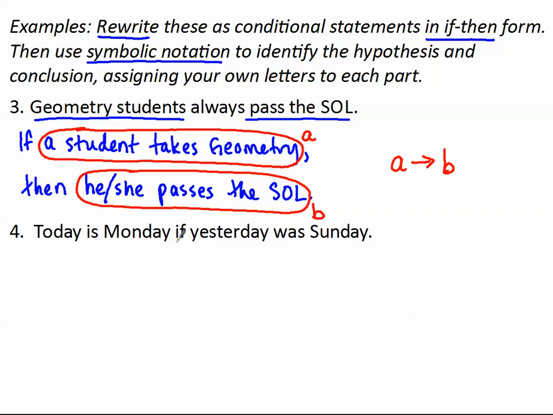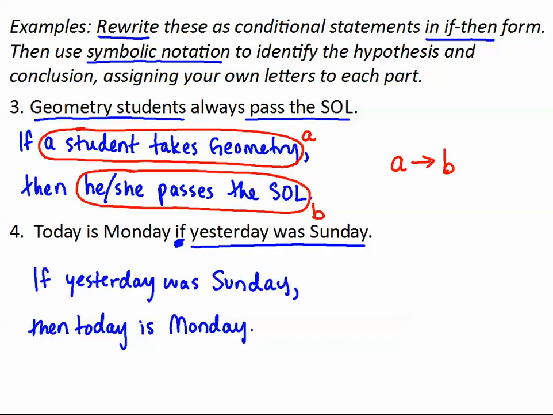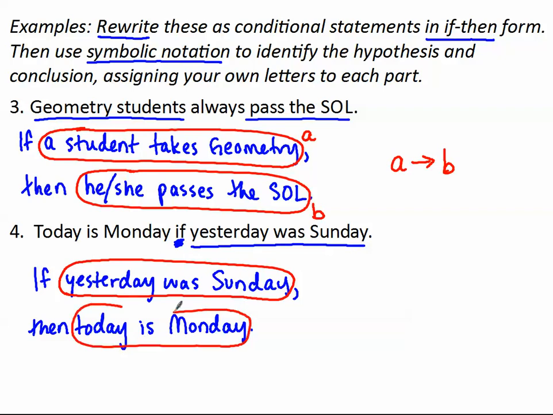Now this one's a bit tricky because there's an if in the middle of the sentence. What does that mean? All of that is the hypothesis or the premise. If yesterday was Sunday, there's our hypothesis, then today is Monday. There's our conclusion according to the statement given to us. Let's call the hypothesis this time C and the conclusion D and write it as C, arrow D. So there's a nice little introduction to conditional statements and symbolic notation.